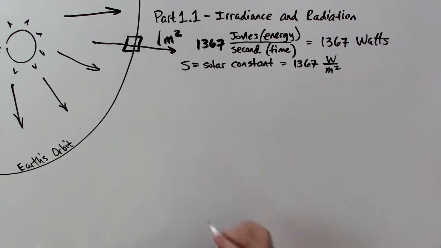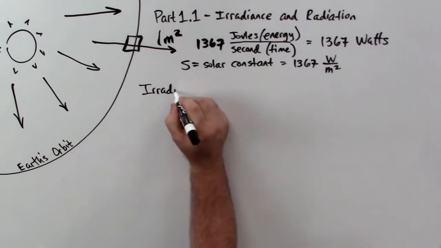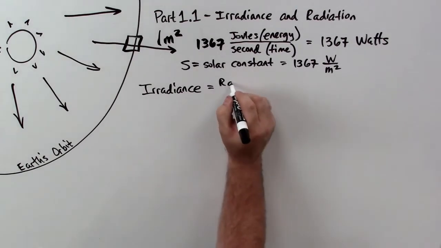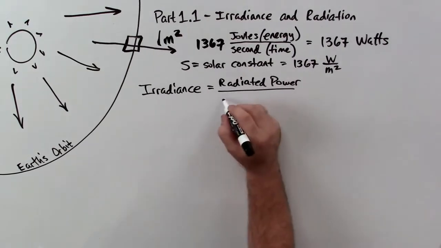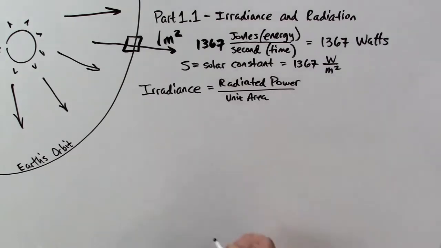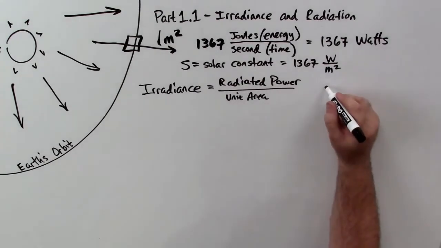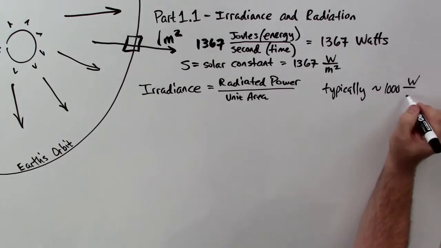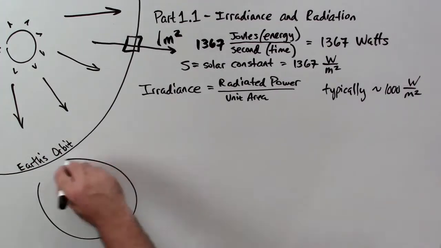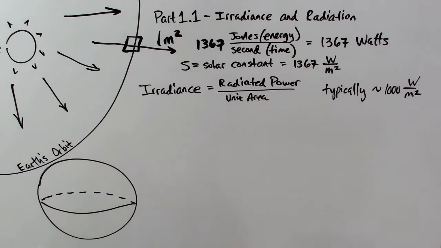So we define the solar constant to be 1,367 watts per square meter. 1,367 joules per second pass through a square meter window at the Earth's orbit. And in general, the term irradiance is radiated power per unit area. On the surface of the Earth, this is typically about 1,000 watts per square meter.